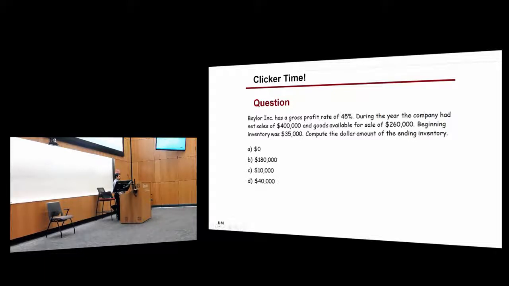So in this question, they give us a gross profit rate of 45%. During the year, the company had net sales of 400,000 and goods available for sale of 260. Beginning inventory was 35,000. We need to calculate the dollar amount of ending inventory. Are you good or need more time? Oh, great.